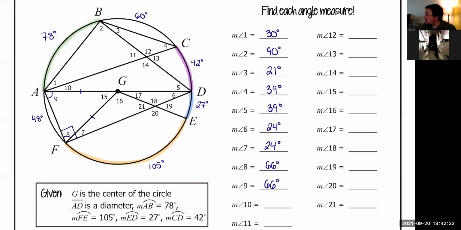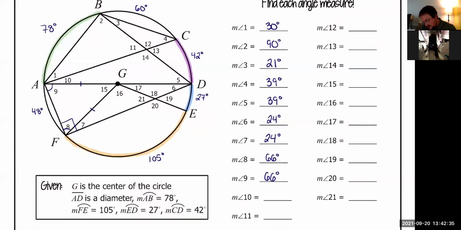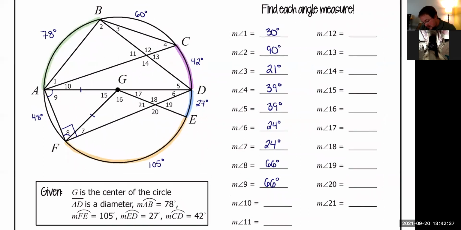So we keep working our way around here, try to fit them all in nicely. Next up, I've got angle 10, which if I find that, we have another inscribed angle here. Following it out, its endpoints are C and D. Arc CD is 42 degrees, so half of that, for that inscribed angle, would be 21.